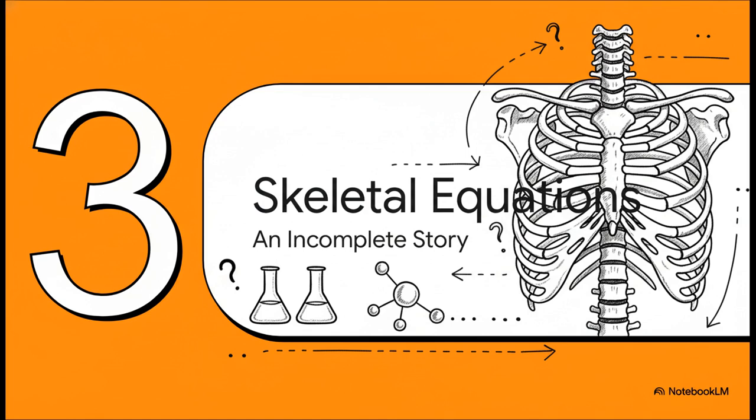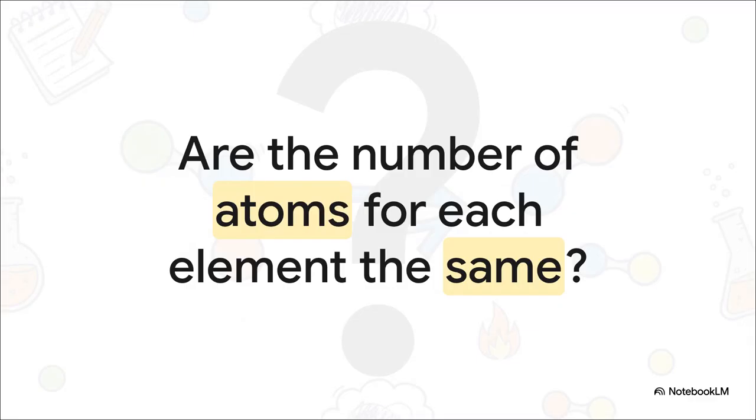It is correct, but something is still missing. It's not the full story yet. Let's look very closely at this equation again. Mg plus O2 goes to MgO. I want you to pause for a moment and actually count the atoms of each element. How many magnesium atoms are there on the left side, the reactant side, and how many are on the right, the product side? Now do the same thing for oxygen.